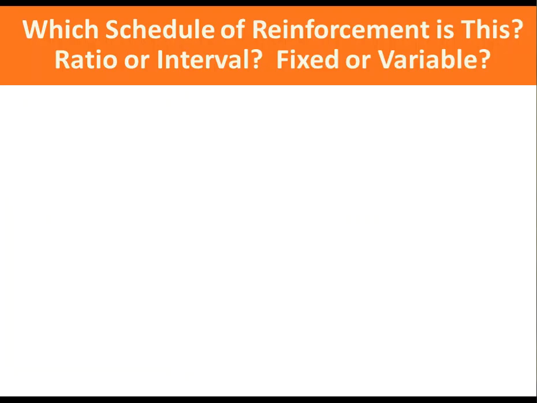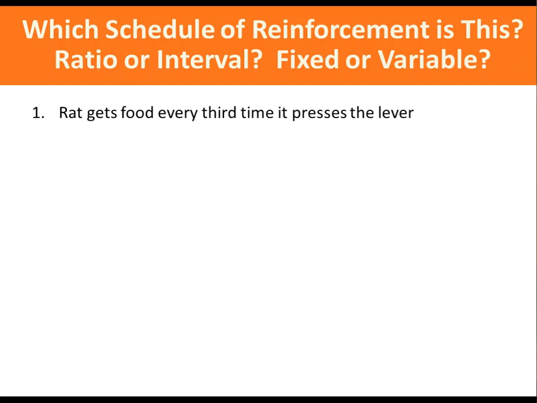Let's look at some examples. Which schedule of reinforcement is this? Ratio, interval, fixed, or variable? I'll go through them rather quickly here. Rat gets food every 3rd time it presses the lever. That is a fixed ratio.